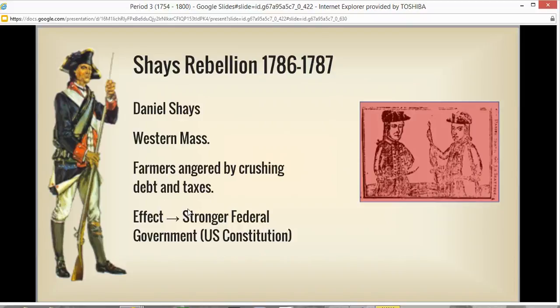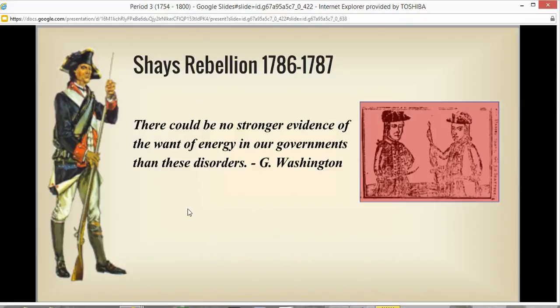Now, George Washington and the founding fathers are realizing, well, if you don't have a strong central government, then what happens when you have all of these rebellions? George Washington would say, there could be no stronger evidence of the want of energy in our government than these disorders. We need energy in our government, and the way that we get energy is to completely rethink the way that we've been doing government. They're going to go back to the drawing table and figure out what they can do about this political issue.